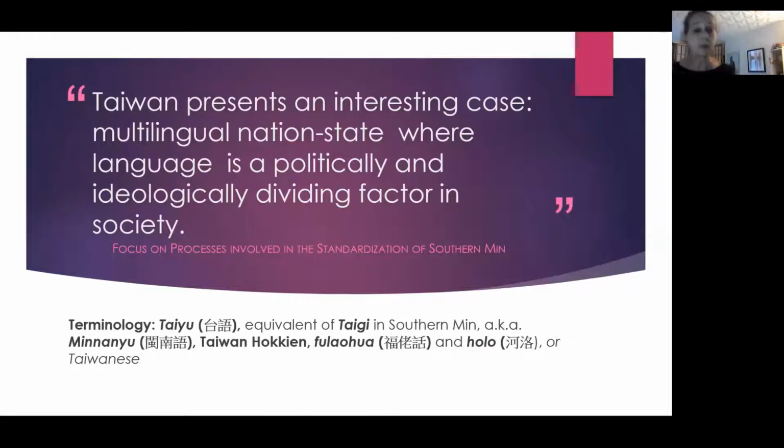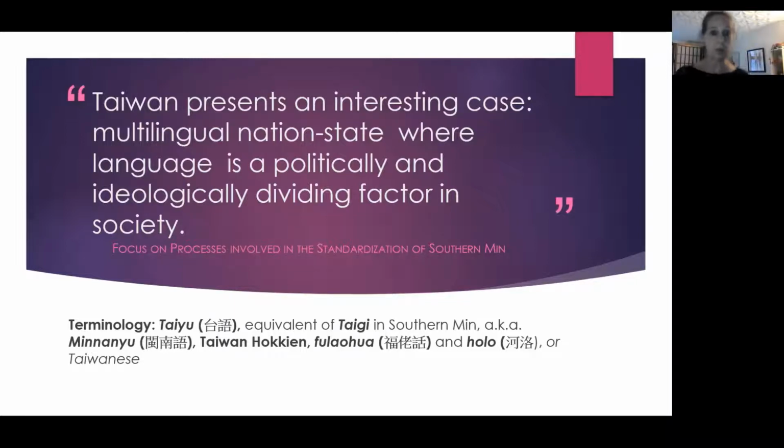And in that perspective, yes, we can say Taiwan does present an interesting case as a multilingual and multicultural nation state where language is a politically and ideologically dividing factor in society. So the focus of the talk will be on the processes that are involved in the standardization of Southern Min.